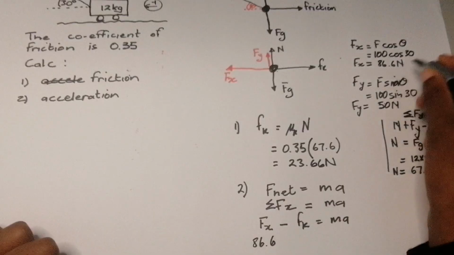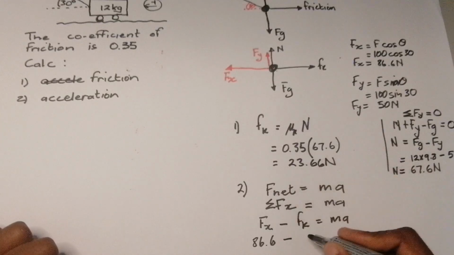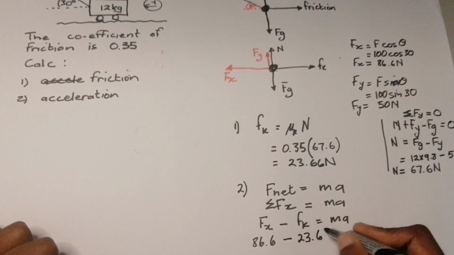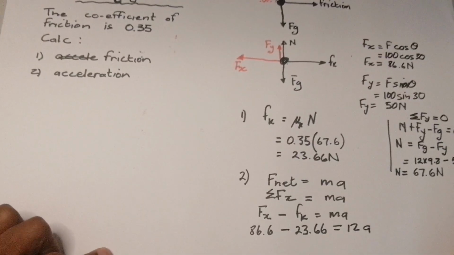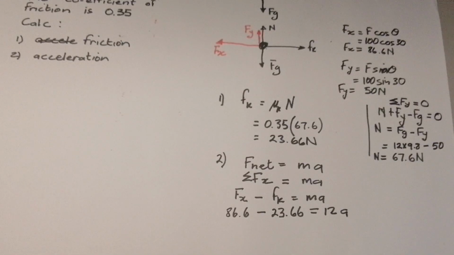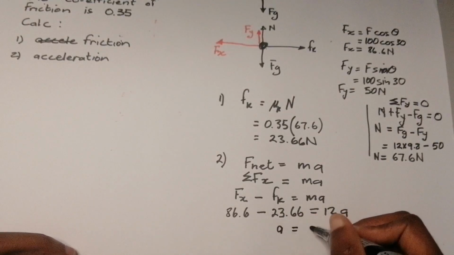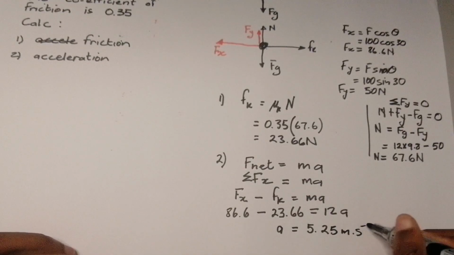So that's 86.6. If you wanted to, you could substitute it as is, 100 cos 30, minus the frictional force. Remember the frictional force value we found, 23.66, is equal to our mass, which is 12, times the acceleration we want to find, right? So how do we get that acceleration? All that's left is for us to do our mathematical gymnastics. So that's 86.6 minus 23.66, and we divide all of that by 12. I get an acceleration value of 5.2, okay, let's say 0.25 meters per second squared.